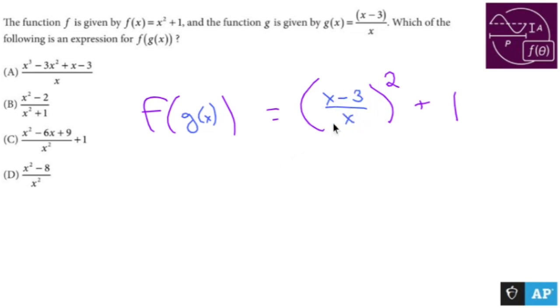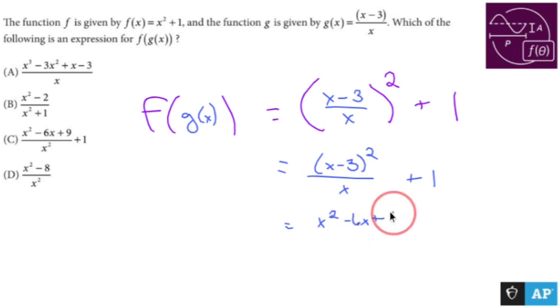Now, when you take a fraction and square it, you square the top and you square the bottom. So this becomes x minus 3 squared, a perfect square trinomial, over x, plus 1. So taking it one step further, x minus 3 times itself means you FOIL it out. So I'm going to do that using the shortcut. I've got x squared minus 6x plus 9 over x plus 1.